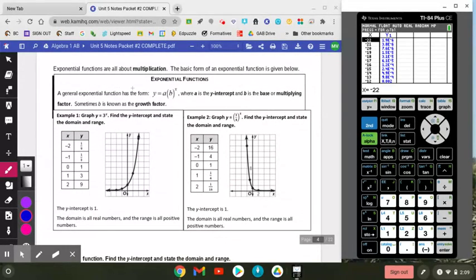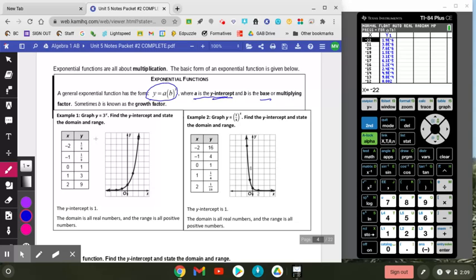Exponential functions are all about multiplication. The basic form of an exponential function is y equals a times b to the x. That's important. Where a is the y-intercept and b is the base of what I'm multiplying by. Sometimes b is known as the growth factor. So in the last one, we were multiplying by 2, so b was 2.